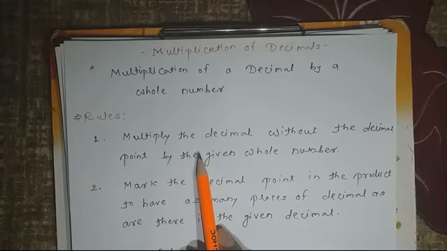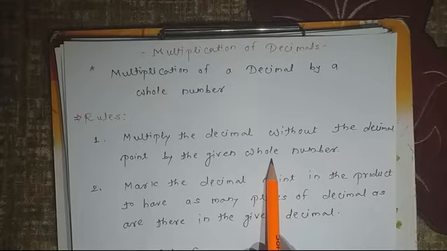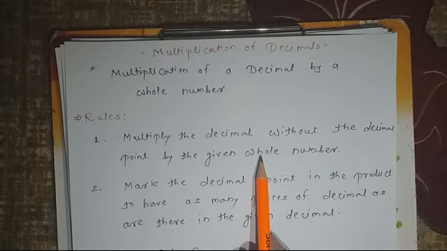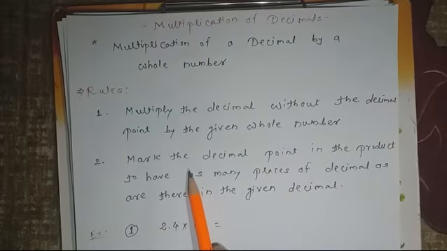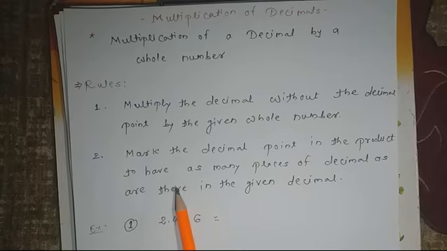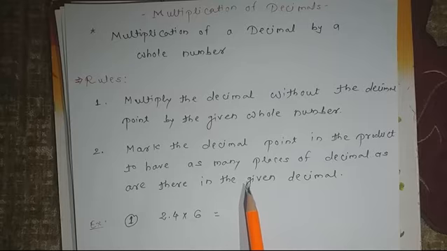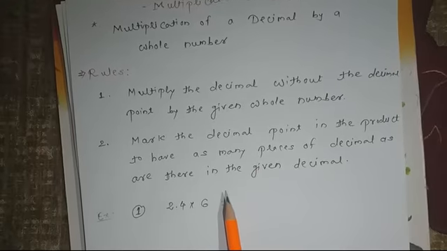Rule number 1, multiply the decimal without the decimal point by the given whole number. Means we have to ignore the decimal point from that decimal number and multiply as usual with the given whole number. Then second rule, mark the decimal point in the product to have as many places of decimals as are there in the given decimal. Its meaning is that after multiplying the two numbers, we have to give the decimal places as many as there are in the decimal number. If there are two decimal places in that given decimal number, then there should be two decimal places in the product. Let's see some examples.